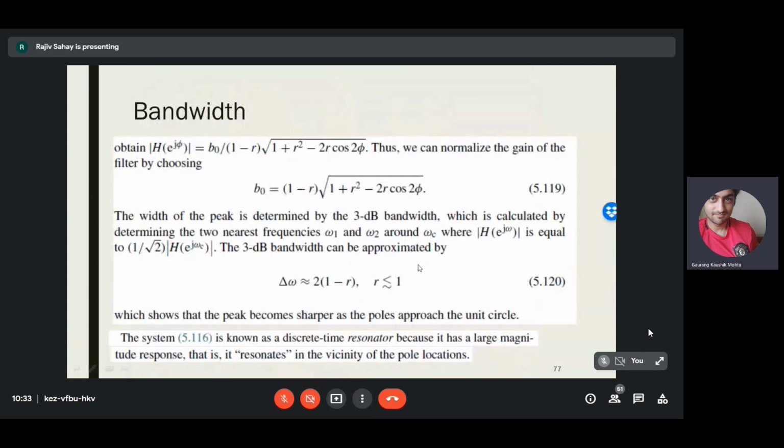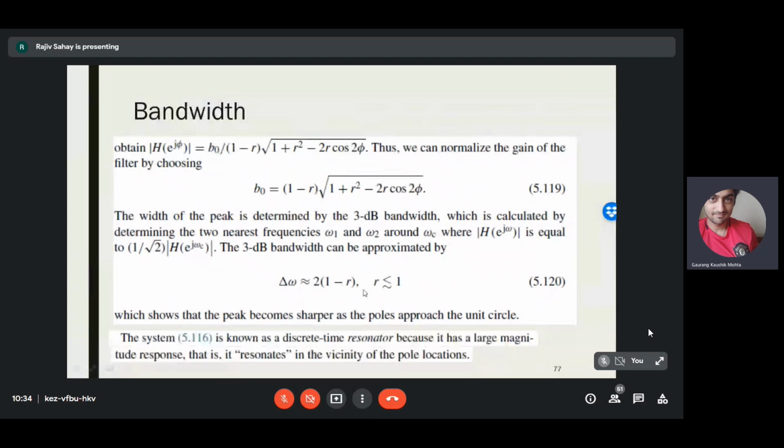So 3 dB bandwidth can be approximated whenever |H(e^j omega)| goes to 1 by root 2 times |H(e^j omega c)|. So on either side of the peak, you can find out what is that distance on the x-axis. Then you can get delta omega, which is the bandwidth, and that is approximately equal to 2 into (1 minus r).